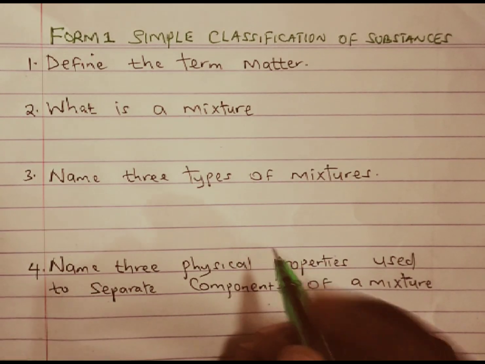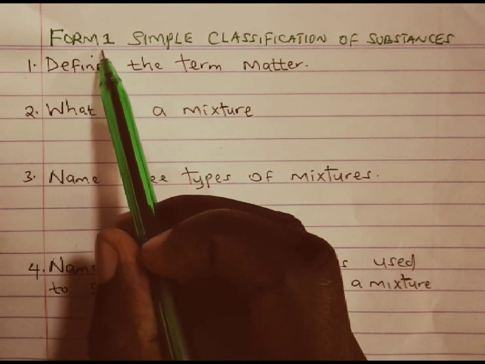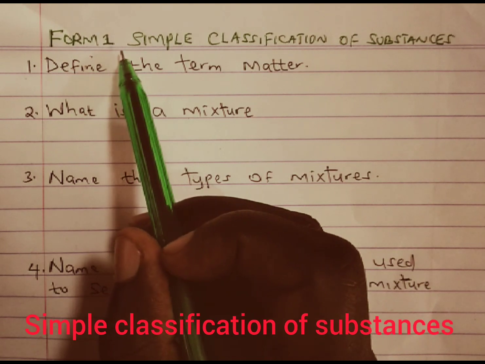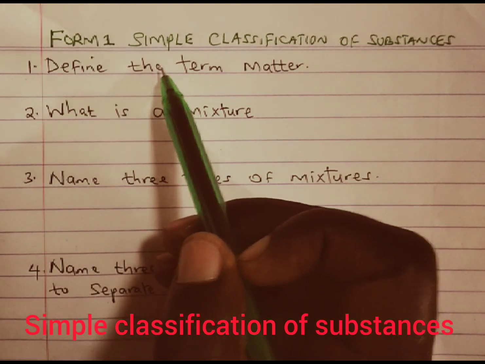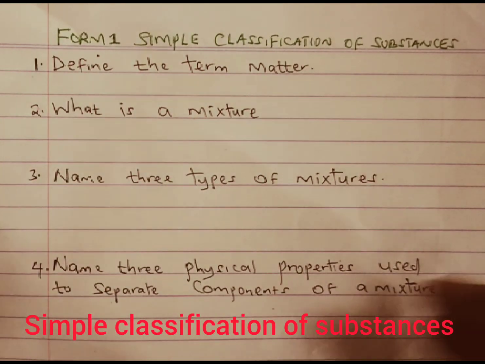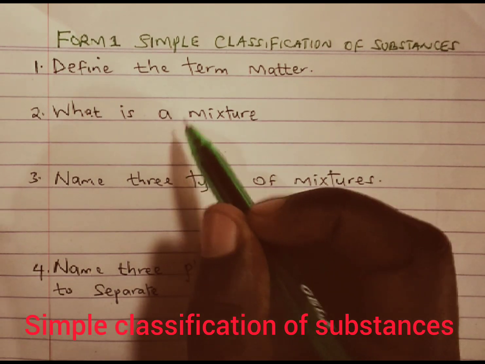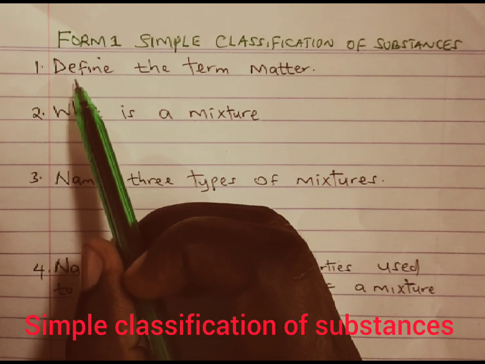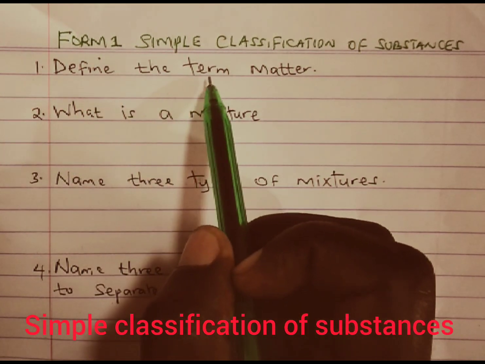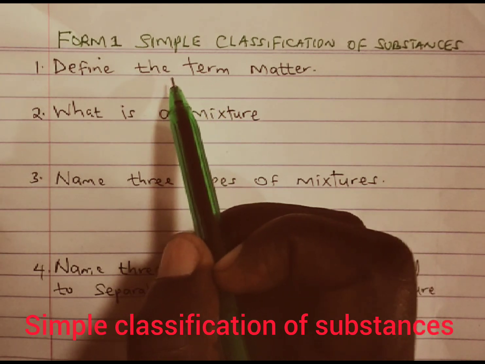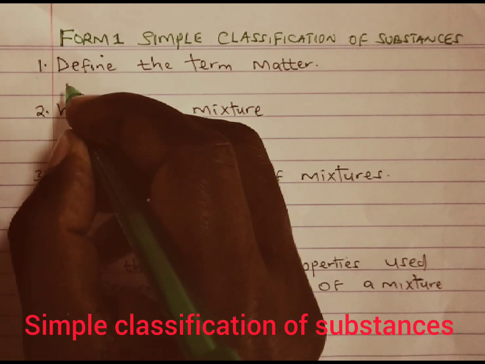Welcome to this discussion. We are going through Form 1 Chemistry, simple classification of substances, and we are going to go through the following questions. The first question being, define the term matter, and in Form 1 we said matter is anything.